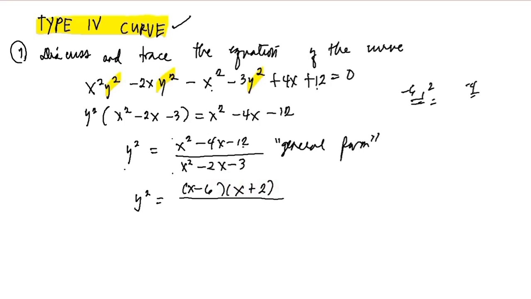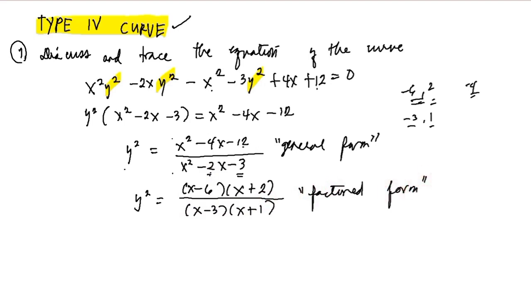And for the denominator, dalawang number na pinag-multiply mo ay negative 3, pero pag pinag-add mo ay negative 2. So, it is negative 3 times positive 1. Kasi negative 3 times 1 is negative 3. Pag pinag-add natin to, negative 2 yung sagot natin. So, that is x minus 3 and x plus 1. Okay? And this is now our factored form.